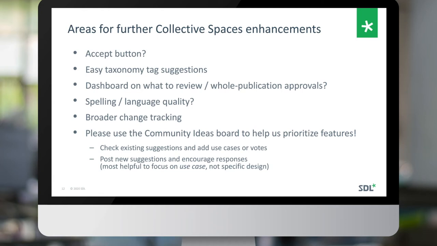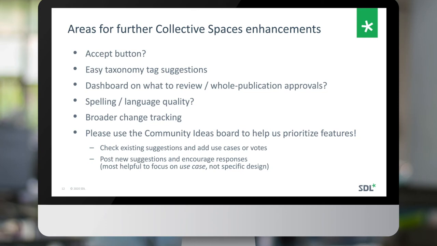Taxonomy tag suggestions, something very active. I'll chat a little bit about that later. Dashboards on what to review, or even looking at whole publication approvals, even things like, is it a group that we assign this to? And then you might say just one person needs to sign off on the work that's been done, or maybe it's the whole group, or maybe it's a majority. So all of this kind of stuff.